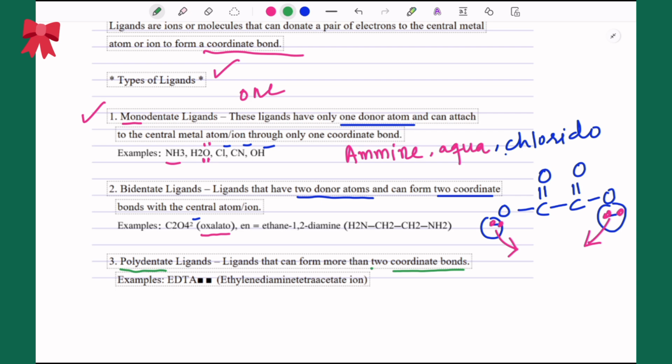More than two. An example is EDTA. Now what is EDTA? EDTA is ethylenediaminetetraacetate. But when we write it as a ligand, we write ethylenediaminetetraacetato. All the negatively charged ligands have names ending with -o, like chloride will be chlorido, bromide bromido, fluoride fluorido, oxalate oxalato. So ethylenediaminetetraacetate is going to be called ethylenediaminetetraacetato. Now, how would ethylenediaminetetraacetato look?